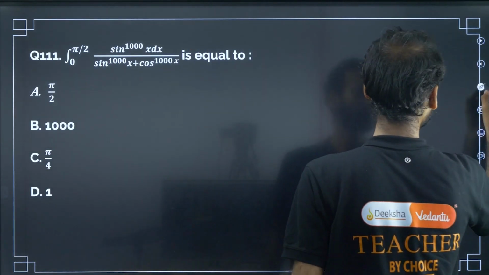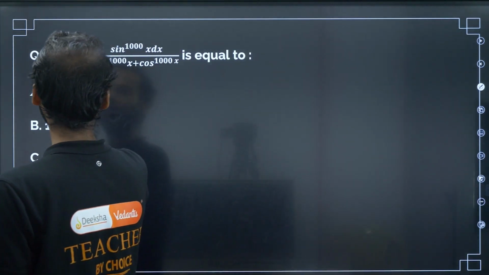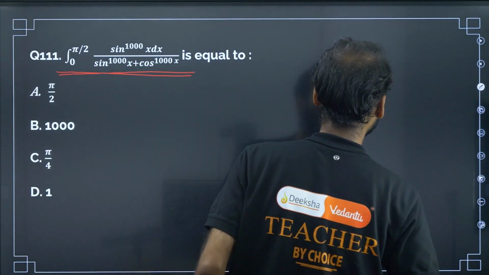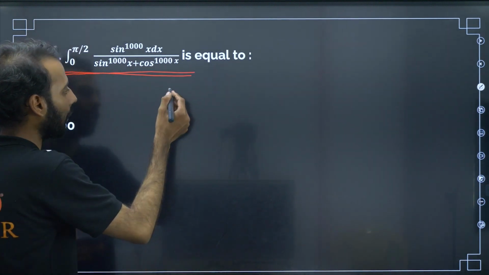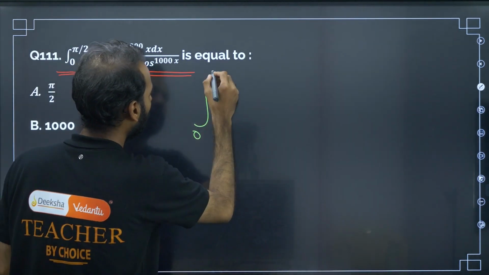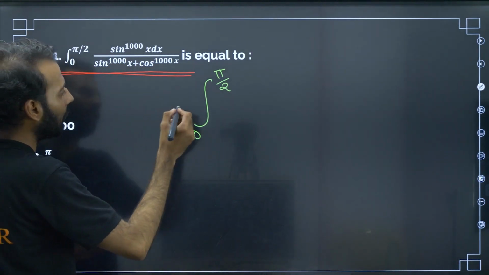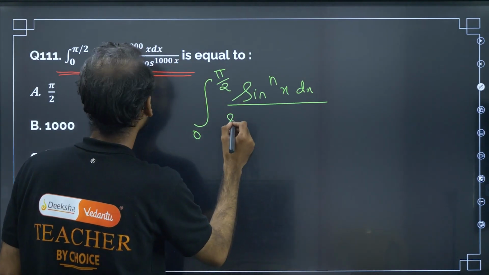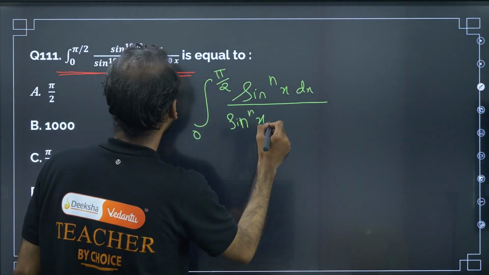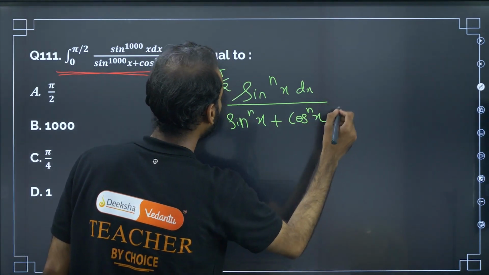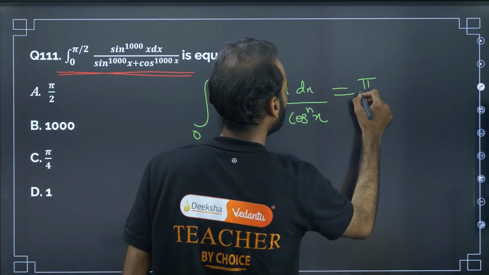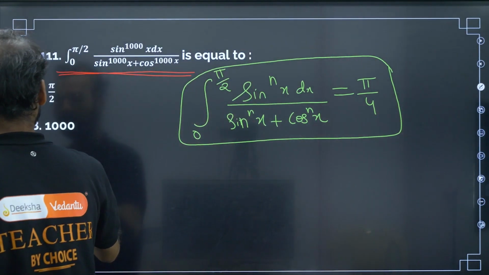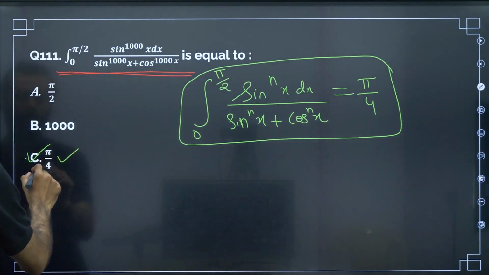Next, moving on to the next question. See this question: integral from 0 to pi by 2, they're asking to find this value. So one synopsis point you should know, this is purely based on a synopsis point. Explanation at this point of time is not required. The integral of sin^n x dx by sin^n x plus cos^n x dx is equal to pi by 4. Is there any option like this, pi by 4? Yes, C is the answer, pi by 4.